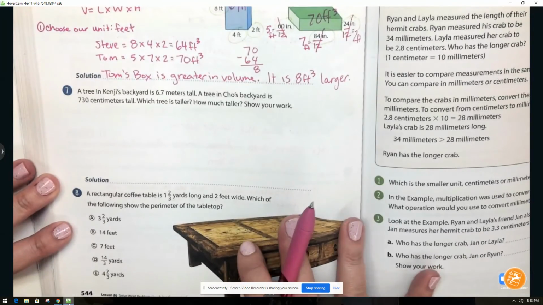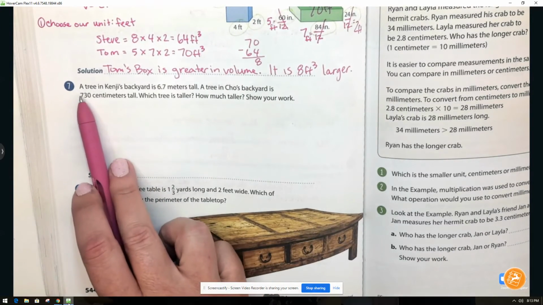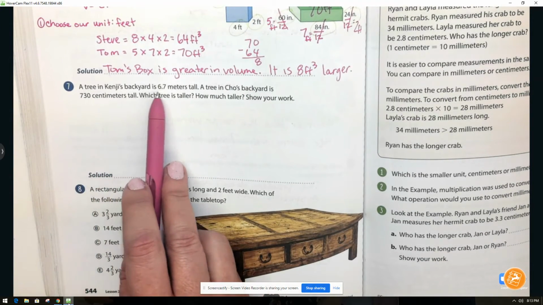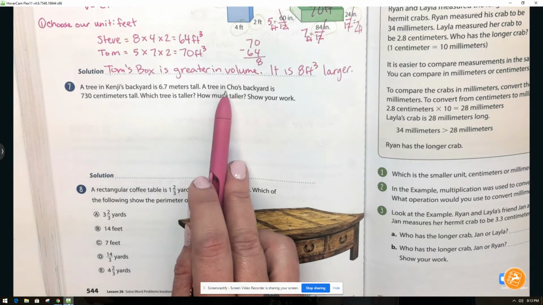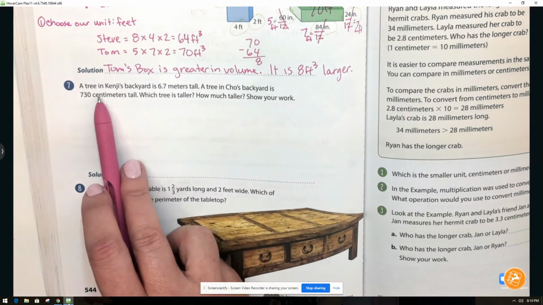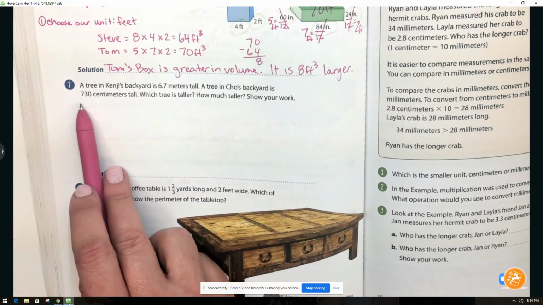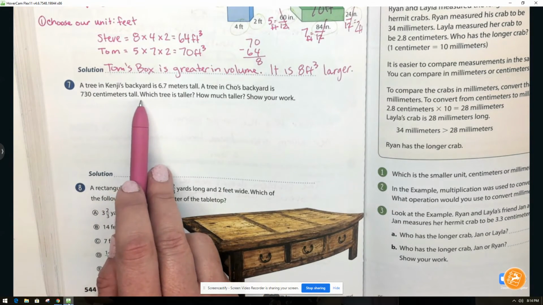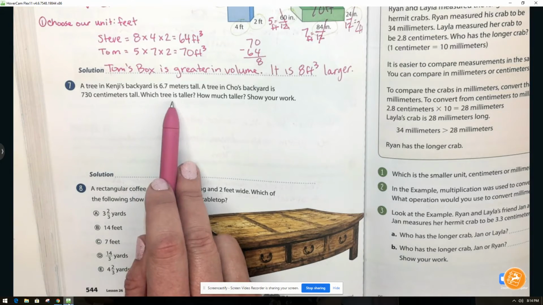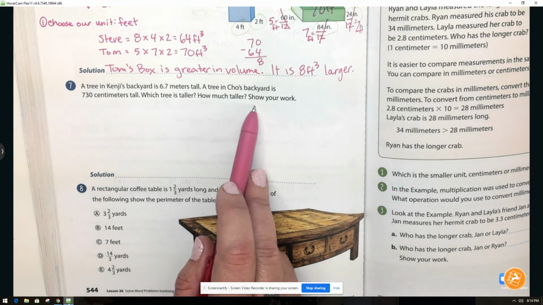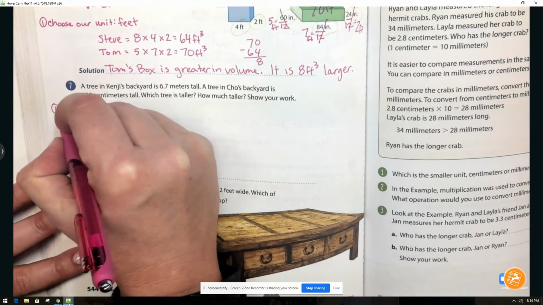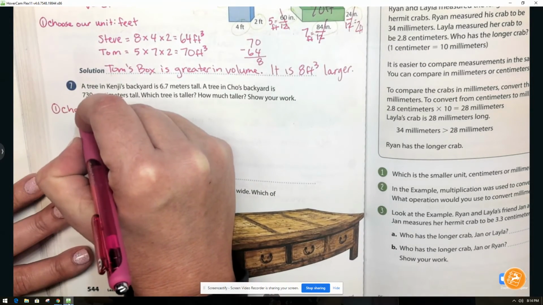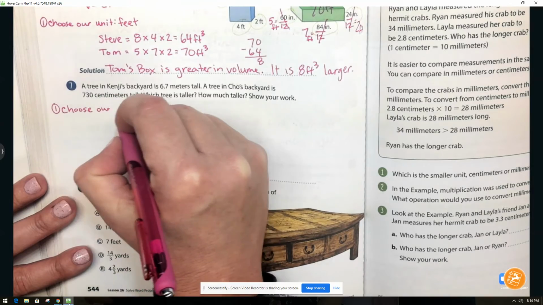All right, let's look at number 7. Number 7 says this: a tree in Kenji's backyard is 6 7/10 meters tall. A tree in Cho's backyard is 730 centimeters tall. Which tree is taller? How much taller? Show your work. So, as always, what's the first thing we do? We're going to choose our unit.